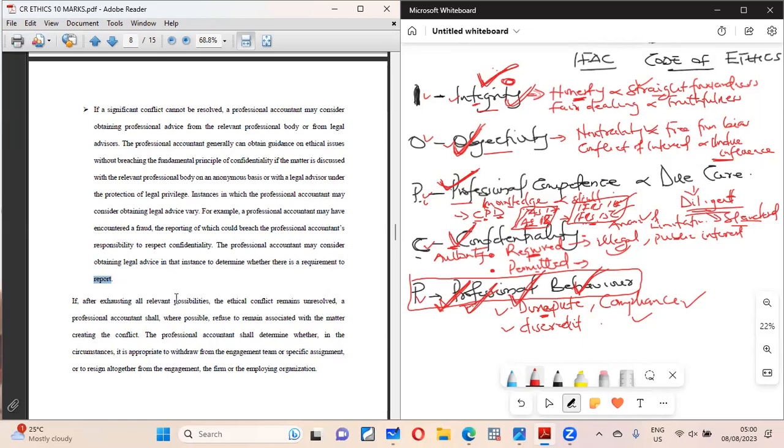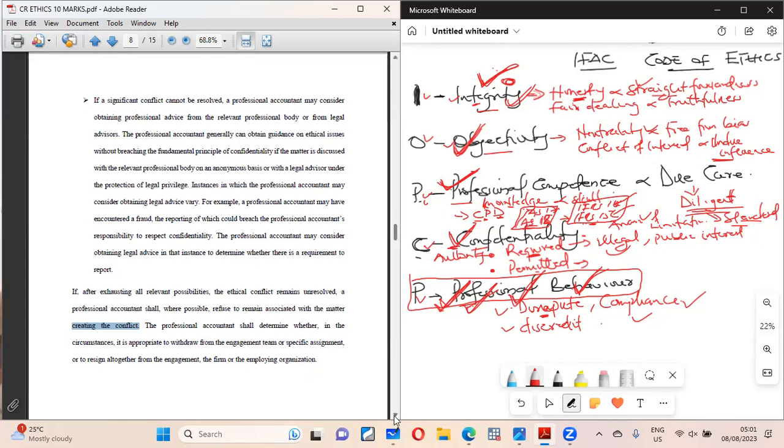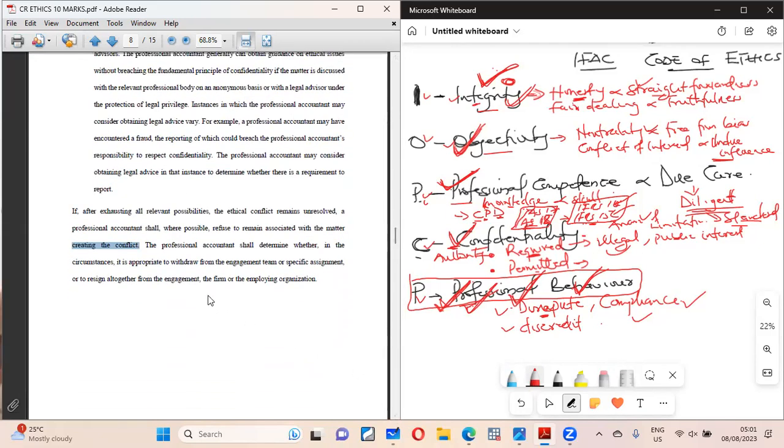If after all possibilities are exhausted the ethical conflict remains unresolved, a professional accountant, where possible, should refuse to remain associated with the matter creating the conflict. All right. So you shall determine whether, in the circumstance, it is appropriate for you to withdraw your engagement from a specific assignment or the team, or resign altogether. So these are what you have.